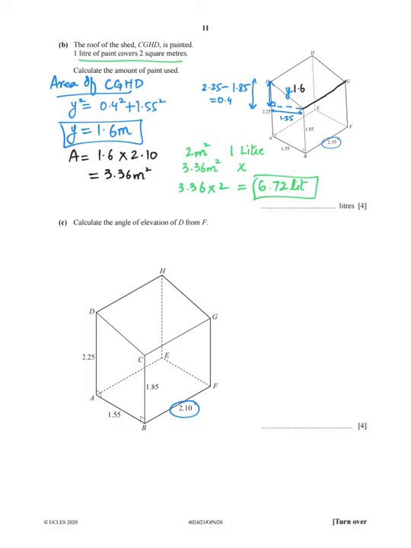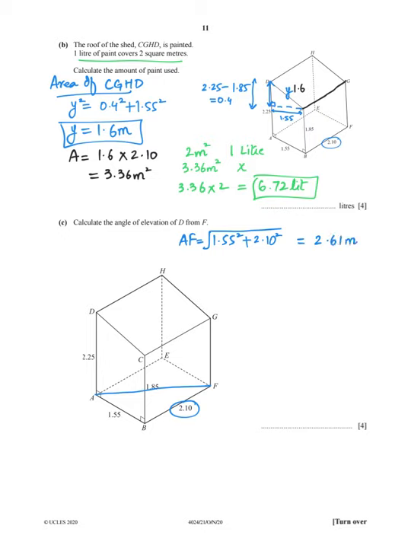In the last part it says calculate the angle of elevation of D from F. So the first thing I need to find is the length of A to F, right? The AF length can be found by using Pythagoras. AF equals the square root of 1.55 squared plus 2.10 squared. So the length of AF is 2.61 meters.